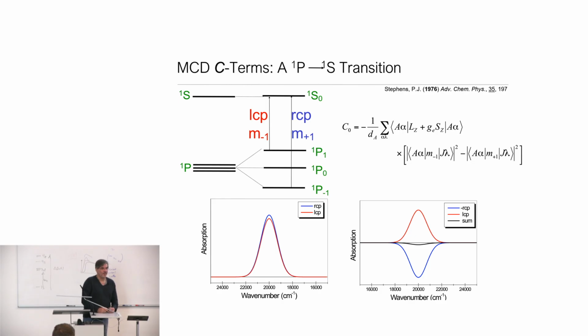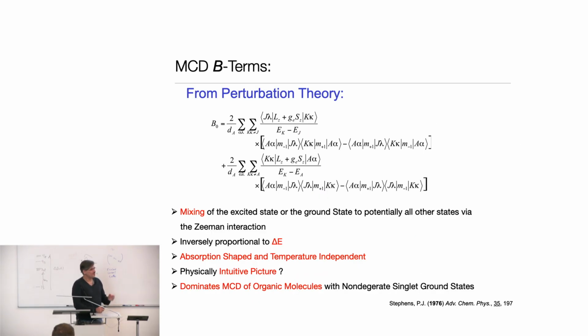And now for the B term, that is the place where everybody who's teaching MCD goes over it quickly, because there is not really a very good picture for it. So there is a very complicated equation, and what that complicated equation is simply telling you is that the magnetic field, so the Zeeman term, leads to a mixing of excited states with each other. And that mixing of excited states gives rise to the MCD B term signal.